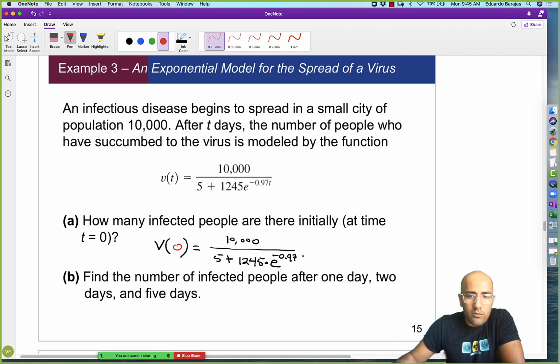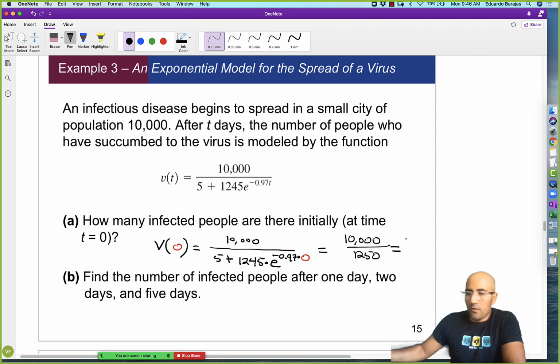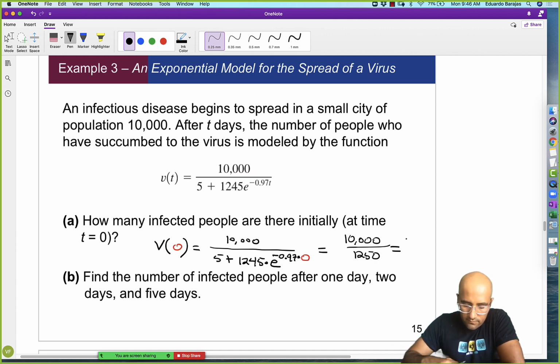And then we want to know what happens when t equals 0, so we multiply this by 0. Okay, so if we multiply this one by 0, then that means that whole thing is going to be 0. And e to the power of 0 is 1. Good. So then 1 times 1245 is 1245. And 1245 plus 5 is just going to be 1250. So this one ends up being 10,000 divided by 1250, which ends up being 8. Good. So according to this model, this is saying that at time equals 0, at the very beginning, there are 8 infected people in this population of 10,000.